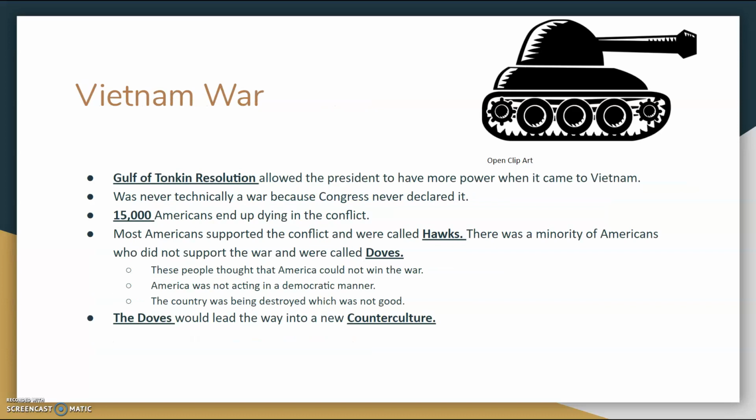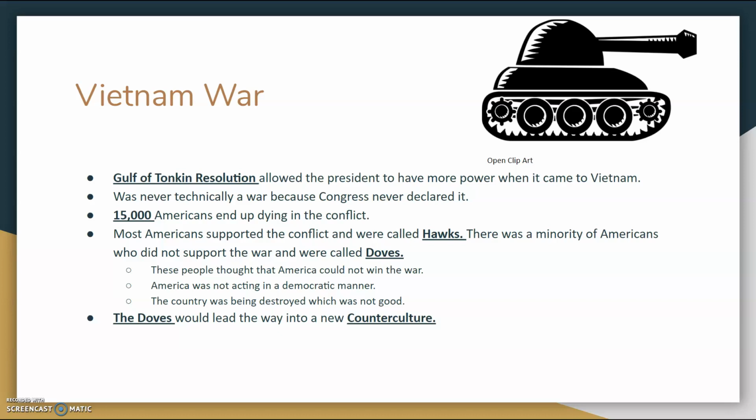As we know, though, things didn't go great. One thing that you could be asked about on the AP exam is the Gulf of Tonkin Resolution. This allowed the president to have almost unlimited power in Vietnam. People always call it the Vietnam War, but technically it was not a war because American Congress never declared war. But 15,000 Americans end up dying in the conflict.